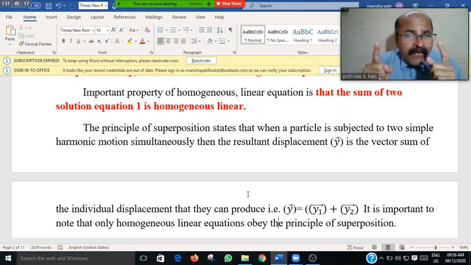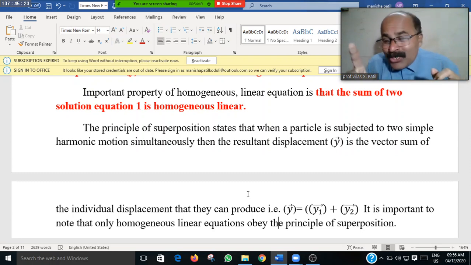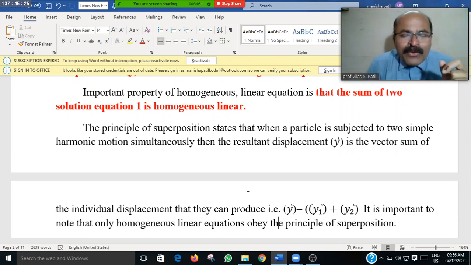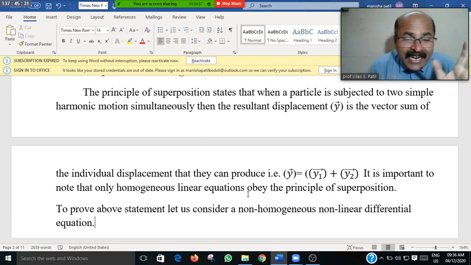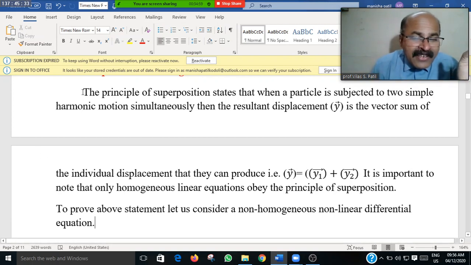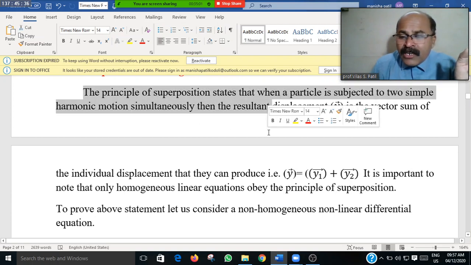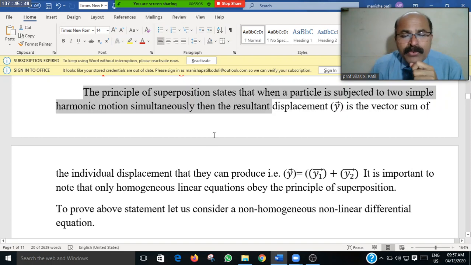If the equation is homogeneous and linear, then the sum of the solutions is also a solution of that equation, and that is known as the principle of superposition. The principle of superposition states, friends, this is the statement of the superposition theorem.